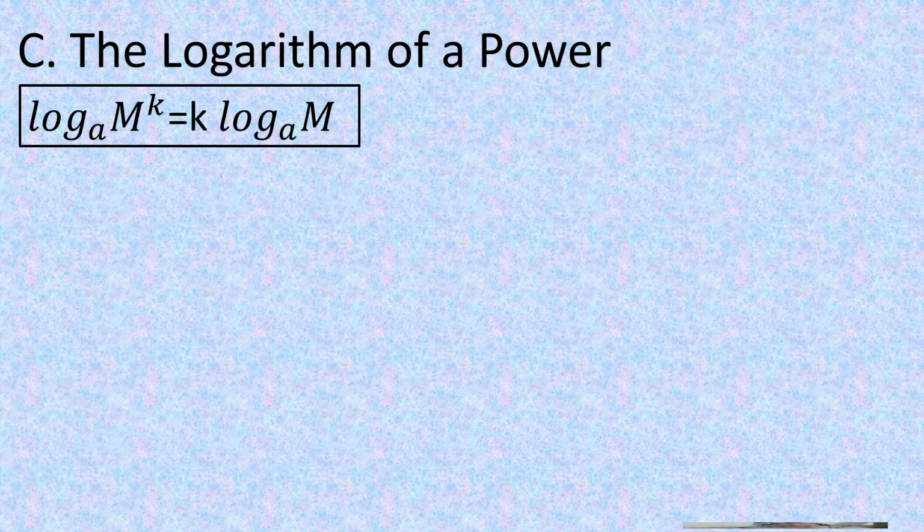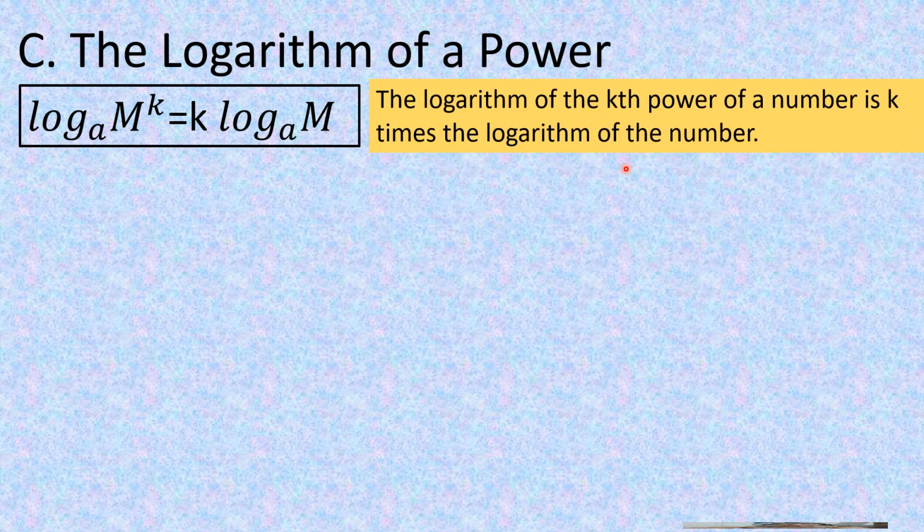Okay, so let us have the third law of logarithm, the logarithm of a power. The logarithm of a power is denoted by log of m to the exponent of k to the base a is equal to k times the logarithm of m to the base a. In other words, the logarithm of the kth power of a number, that number being raised to an exponent of k, is equal to k times the logarithm of the number m.